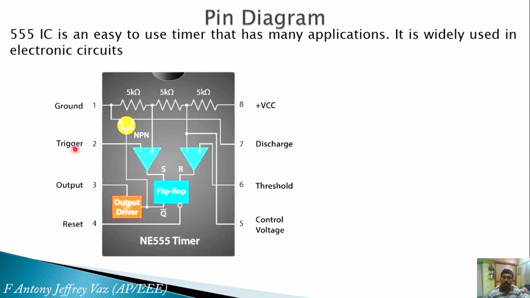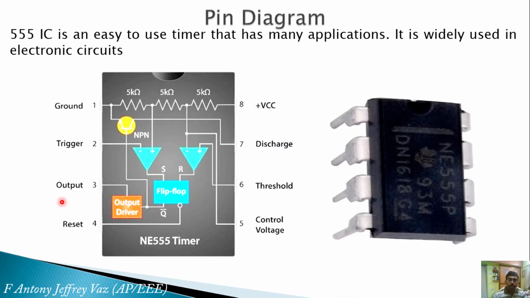This trigger pin and the discharge pin are used in comparing. This trigger pin is connected with the comparator and the discharge pin is connected to the capacitance in the external circuit, and the threshold pin is also connected to another comparator inside the IC. This reset pin should be high to enable the IC. If this pin is low, then the IC will not turn on or it will not work. Here the output from the IC is delivered through the third pin.